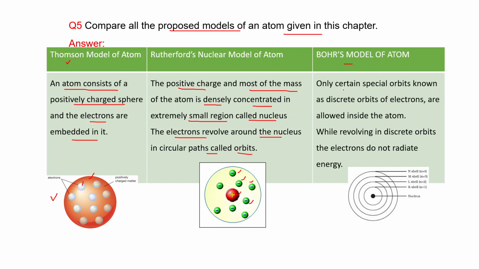Bohr's model: only certain special orbits known as discrete orbits of electrons are allowed inside the atom. While revolving in discrete orbits, the electrons do not radiate energy, and this can be represented like this diagram. Okay.